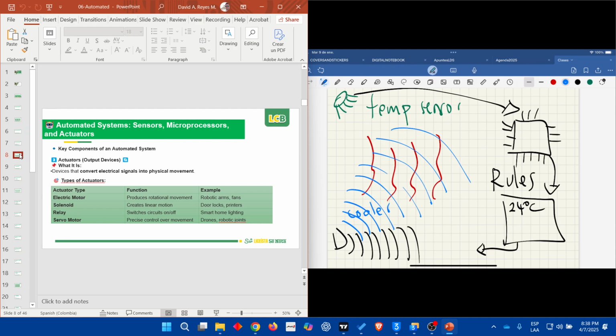Okay. Now, types of actuators. Electric motor produces rotational movement. Solenoid creates linear motions. For example, when the door opens and the door closes. Relay switches circuits, for example, turns the lights on, turns the lights off. And a servo motor that has a control for movement.